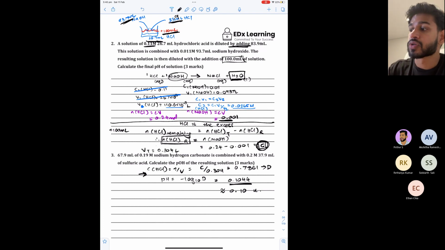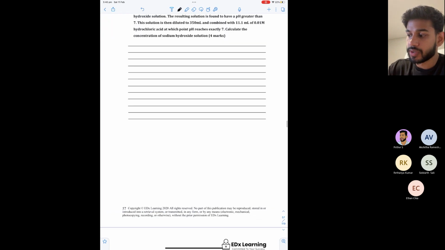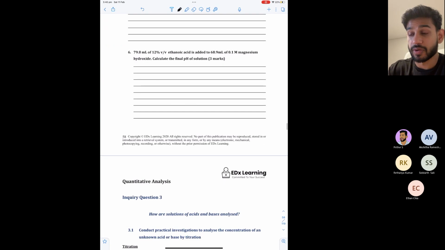If the excess reagent was sodium hydroxide, we would have found pOH first and then done 14 minus pOH to find pH. Questions are very repetitive. So questions 1, 3, 4, do this in your own time. These are all just harder variants of the question that I gave you. Okay? They love giving the question, but it's a very easy free mark question if you're good at calculations.